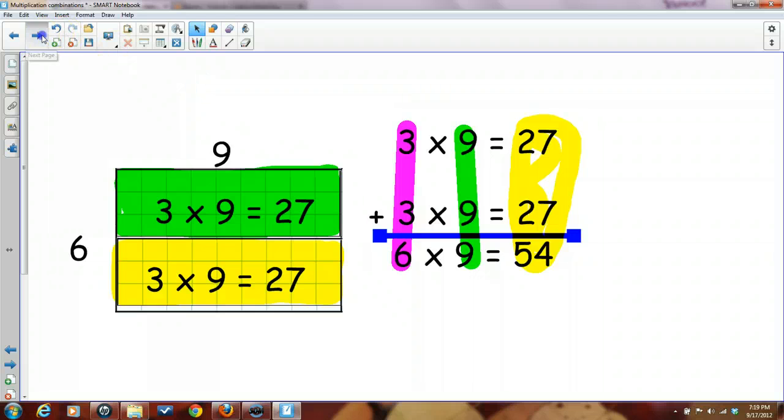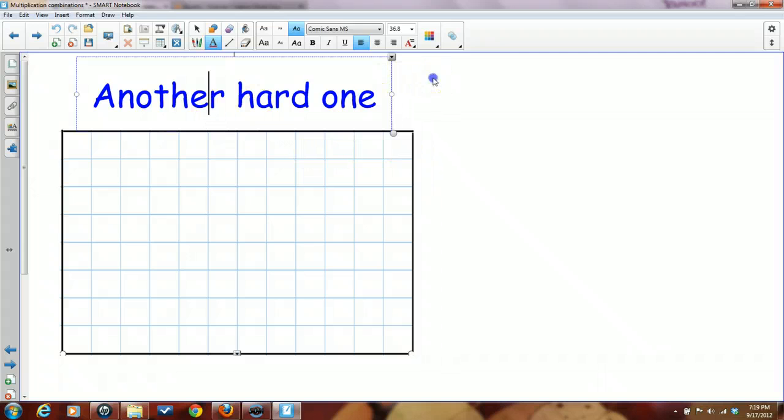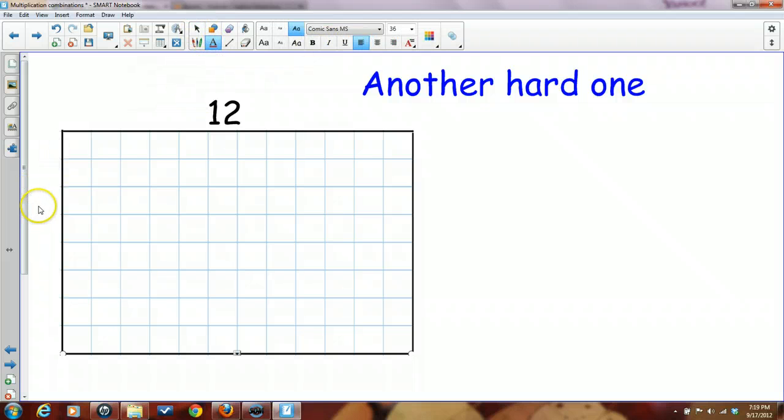So let's try another one. This is another hard problem. First, let's figure out the dimensions. We've got 1, 2, 3, 4, 5, 6, 7, 8, 9, 10, 11, 12. So my dimensions here are 12. And then on the other side, I've got 1, 2, 3, 4, 5, 6, 7, 8. So this array represents 12 times 8.